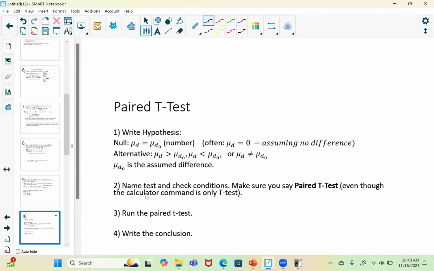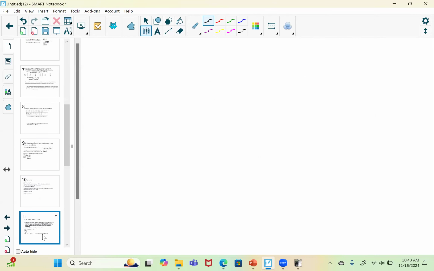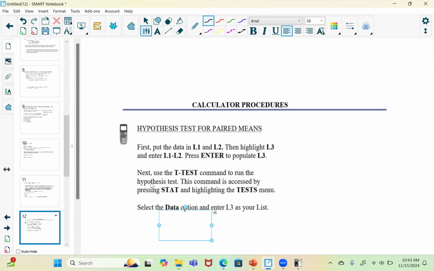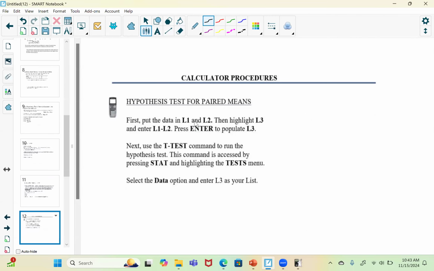Okay, so for a paired t-test, our calculator procedures are kind of the same as the confidence interval. We put L1 and L2. We highlight L3, and then we do L1 minus L2 to get the differences. And we're going to run a t-test on L3. T-test. And again, the name of the test is called paired t-test, but we still run a t-test.